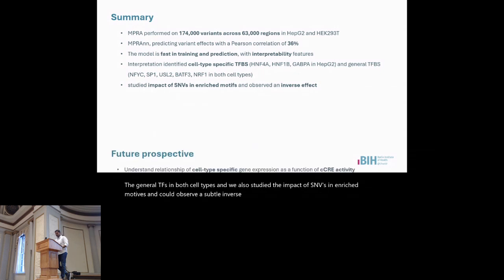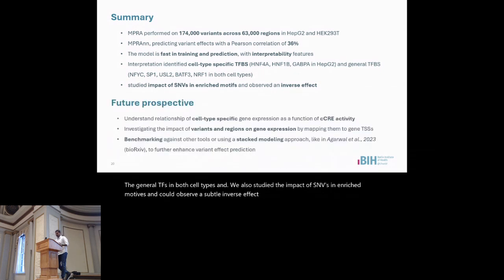In future, we are looking to understand the relationship between cell type specific gene expression and the function of CRE activity, and also the variants that they have within these CREs. And we want to investigate the impact of variants in regions on gene expression by mapping this to the gene TSS. And we are also trying to give a fair comparison to these large DNN models by approaching something like a stacked modeling approach, which was done also in the past.